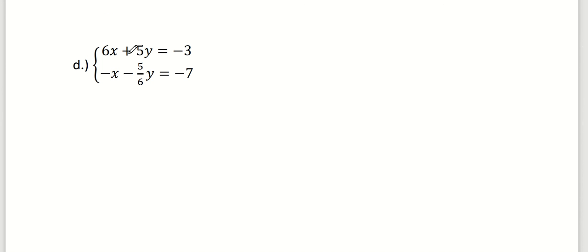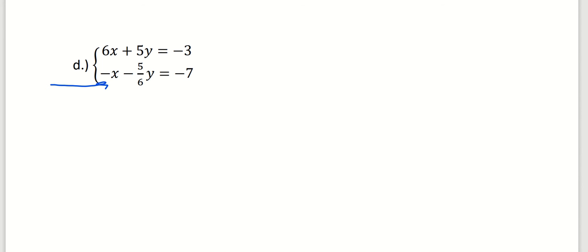Let's take a look at one more. This is part D. We have 6x plus 5y equals negative 3. And on the second one, we have negative x minus 5/6 y equals negative 7. In this one, there's a pretty clear-cut winner in terms of what to get by itself, and that's going to be the x in the second equation.